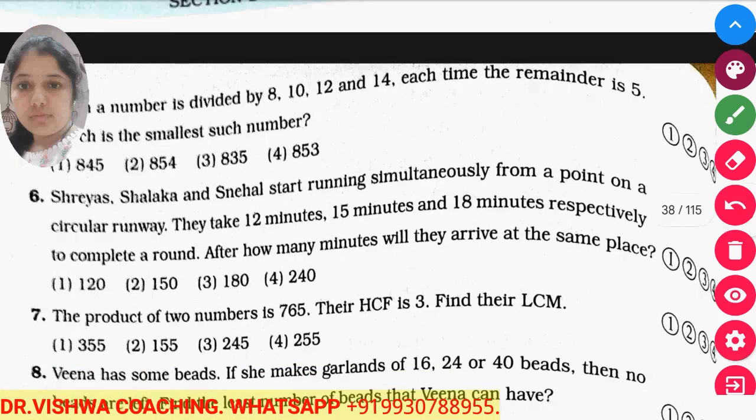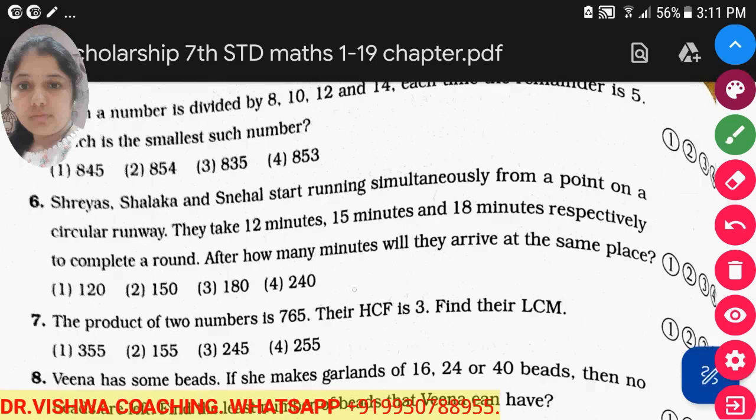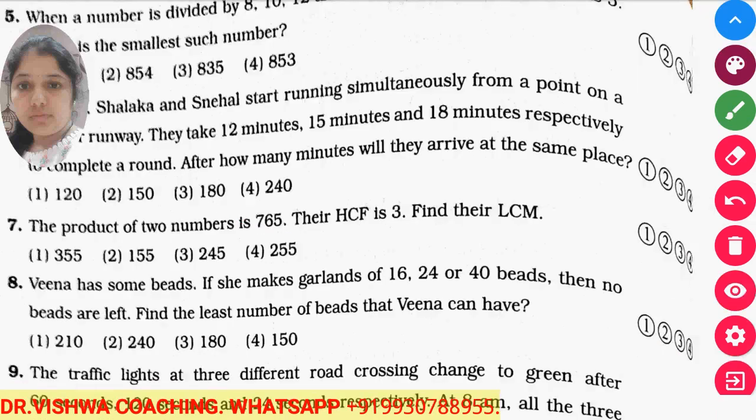Okay. Now Shreya, Shalaka and Snehal start running simultaneously from one point. They take 12, 15, 18 minutes respectively to complete the round. In how many minutes will they arrive at the same place? Now here again you will use that vertical method to find the LCM. Here we have to find the LCM, least common multiple, so we will get the time by which all three reach one point. Okay. Now I am not going to calculate it.